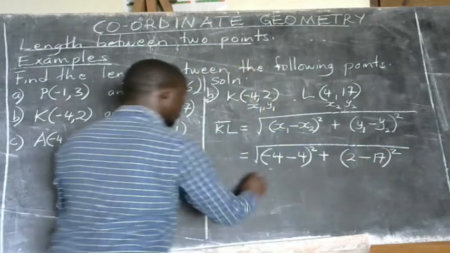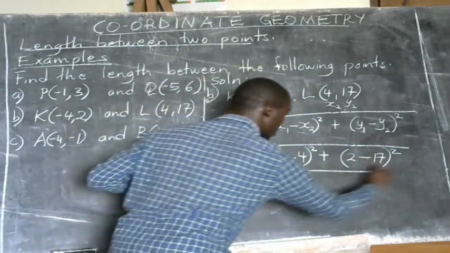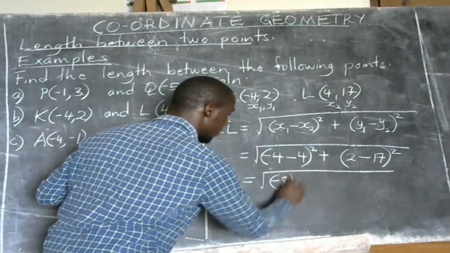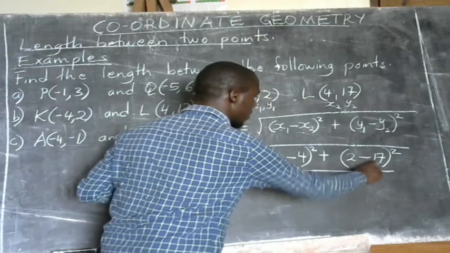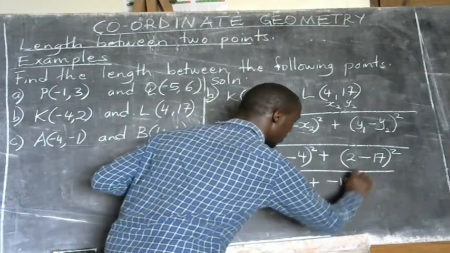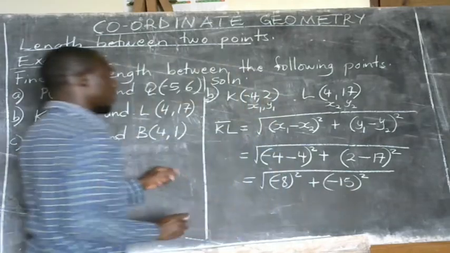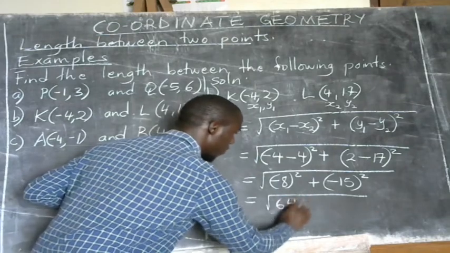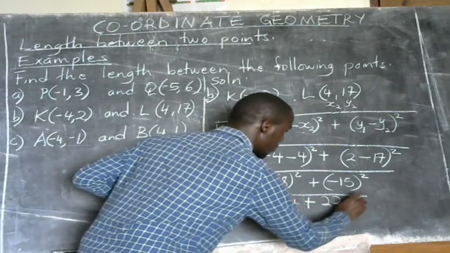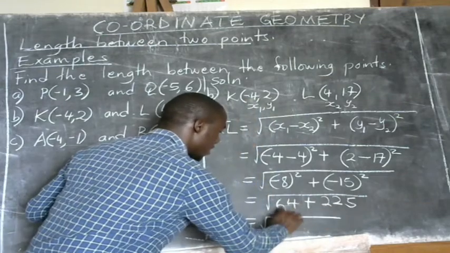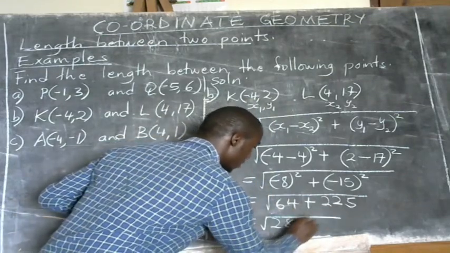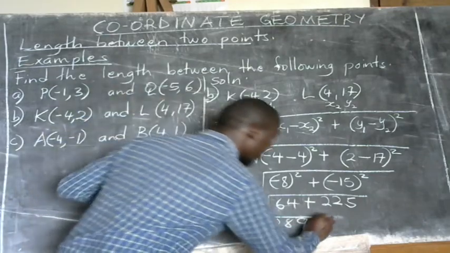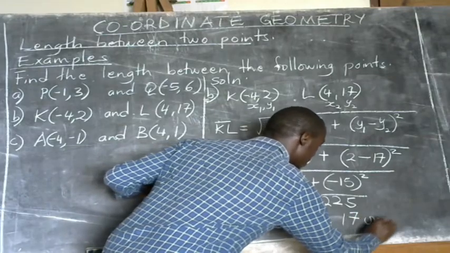So this is going to be the square root of, inside the bracket here, negative 8 squared, plus, when I subtract here, negative 15 squared. Now, this is going to be the square root of 64 plus 225. When I add here, I'm having 289. And when I get the square root, I'm having 17 units there.